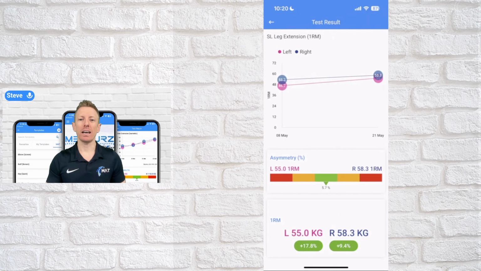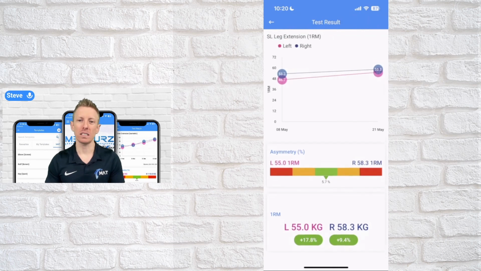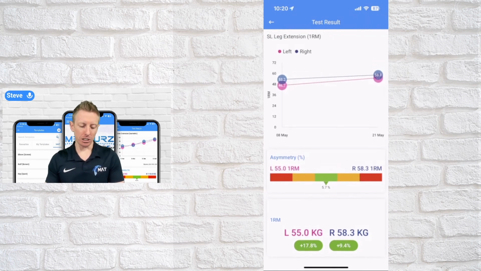Then our app will do a calculation of 1 rep max, and you can see that down in the asymmetry graph and in the 1RM box down the bottom, where they've been able to generate 55 kilos on the left and 58.3 kilos as their 1RM on the right. So they've moved, in this case, probably something around 50 kilos for 2 to 5 reps. And we can see the asymmetry between sides for their 1 rep max is 5.7%, so that falls less than that 10% difference.